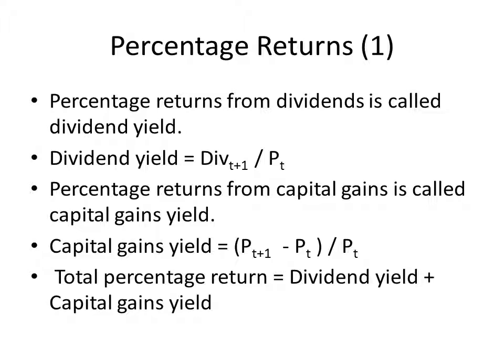Now, the percentage returns from capital gains is called the capital gains yield. And how do we figure that? Well, we take the price from the end of the year and subtract the price at the beginning of the year, and then divide that by the price at the beginning of the year. Once again, we're comparing the gain with what we had to invest at the beginning of the year in order to receive that gain. So the total percentage return is just the dividend yield plus the capital gains yield.